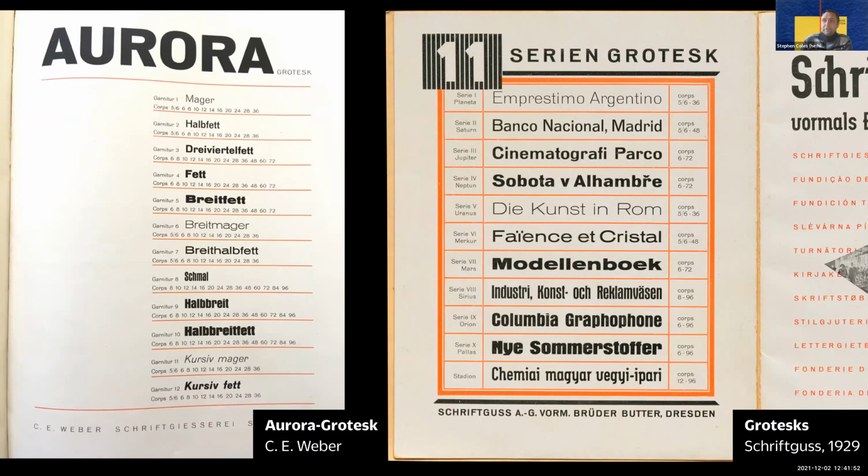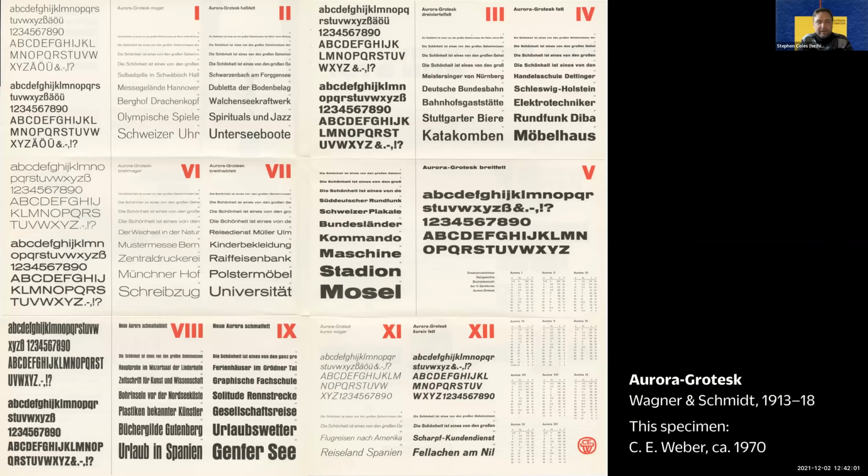Weber and some of the others use numbers and weight names to specify each style. But what's unique about Aurora Grotesque is that it was designed by a firm called Wagner and Schmidt, that designed typefaces. They didn't produce them. They would create, maybe they created matrices, I have to confirm that, but their whole goal was to create new designs and then license them to foundries.